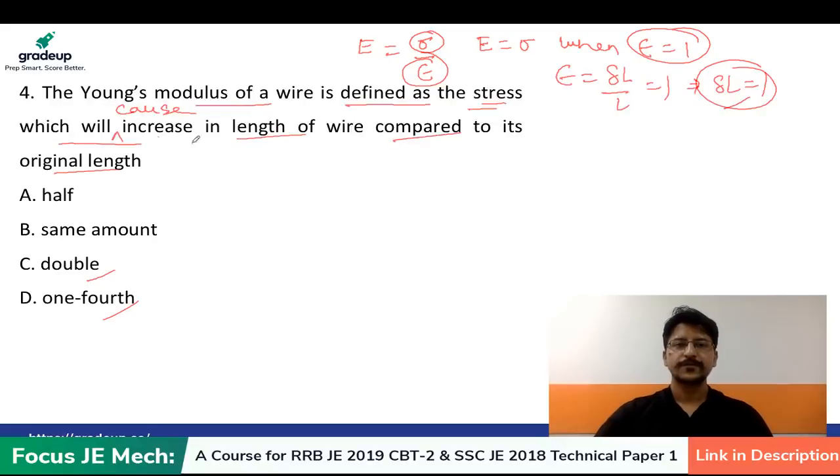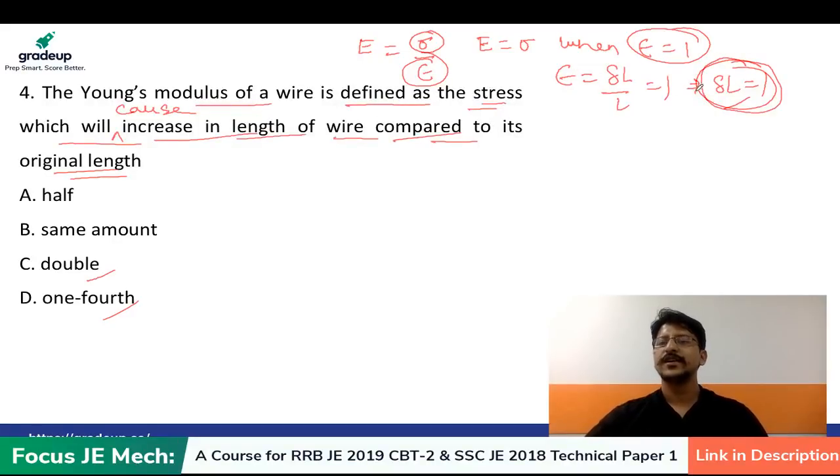So which will cause the increase in length of a wire compared to its original length. But it is asking the increase in length. So increase in length, if you say it is 1, that means increase in length is equal to L only. Okay, increase in length is equal to L. Same amount will be the increase in length.